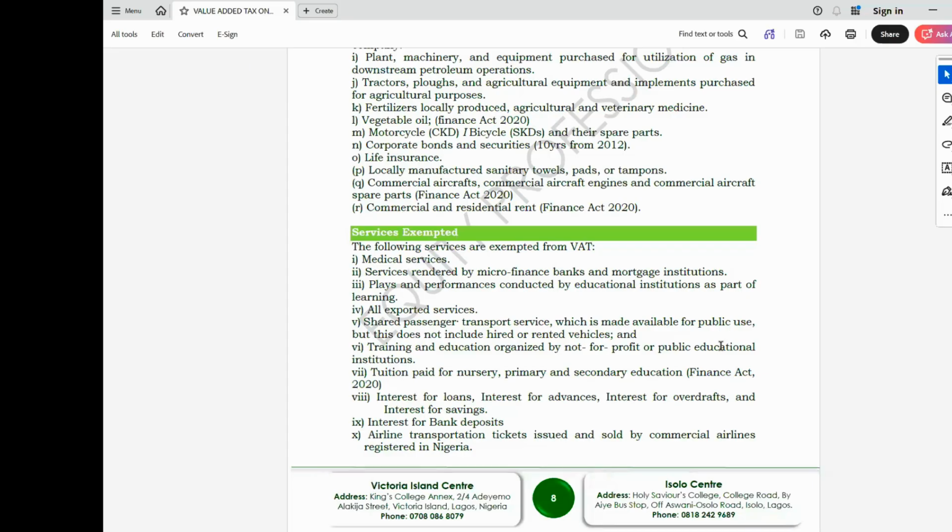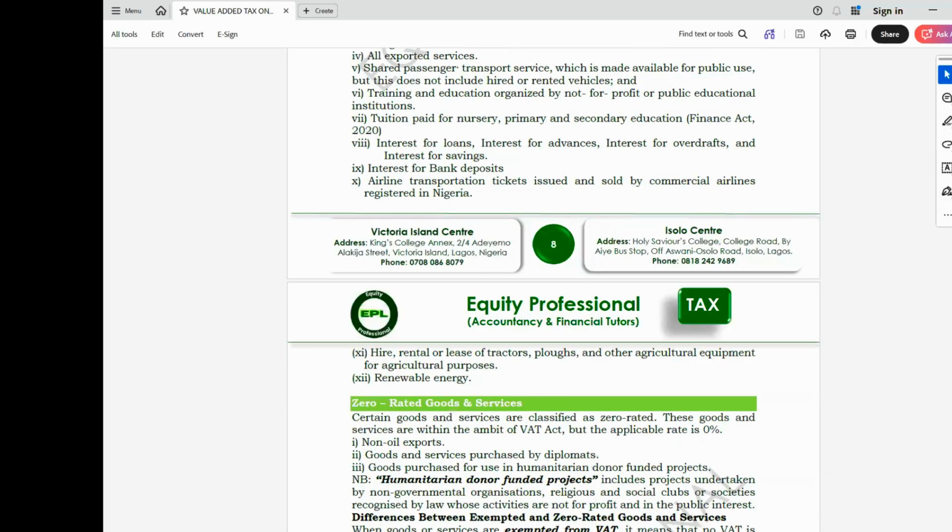Another important one is interest on loans, interest on advances, interest on overdraft, and any form of interest on loan. It is not liable to value added tax. The only thing you see on interest is withholding tax. Interest on bank deposit is not liable to value added tax. Airline tickets issued and sold by commercial airlines registered in Nigeria are not liable to value added tax.